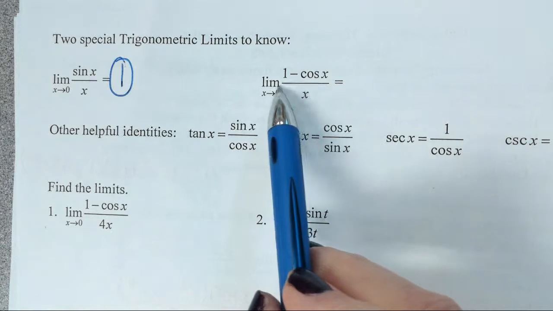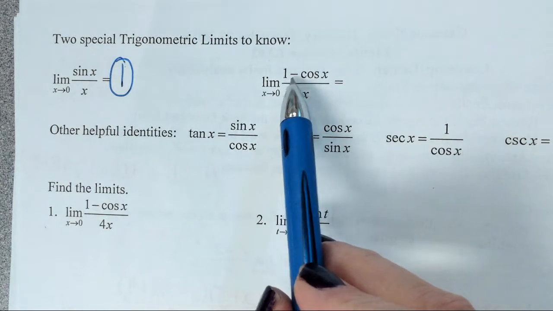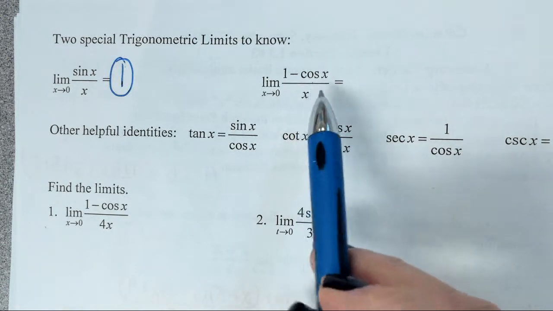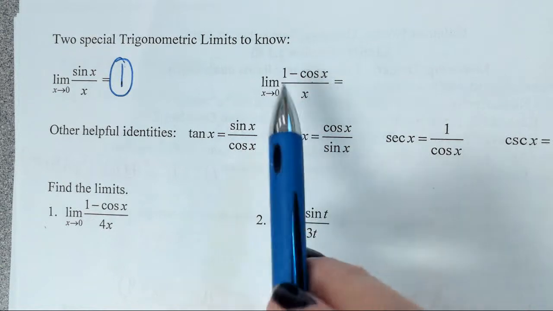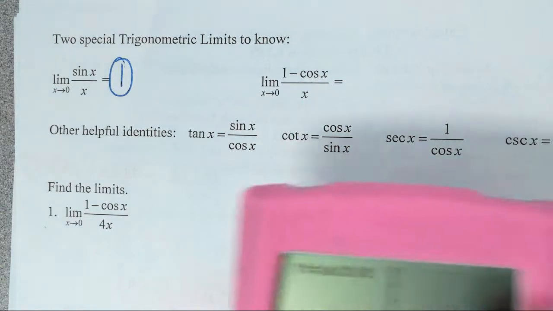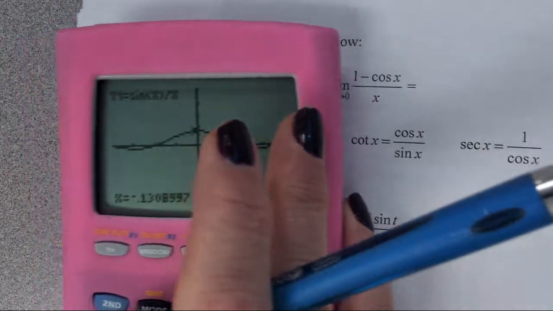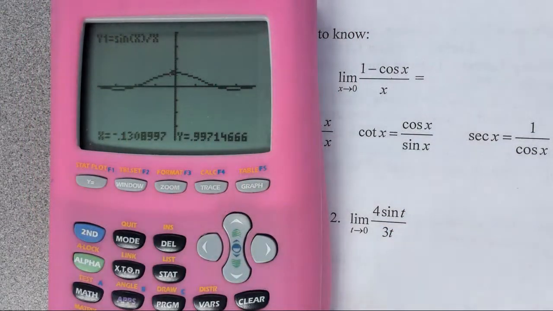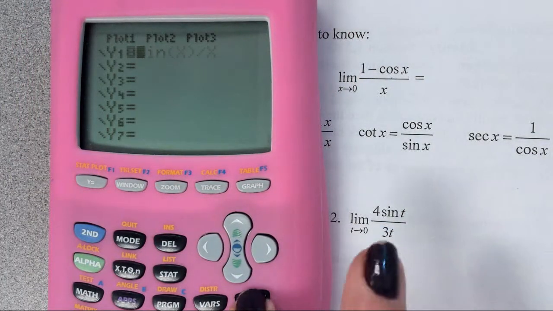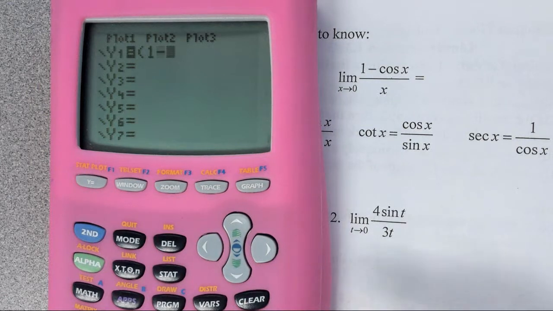On this one, I try substituting in. I have 1 minus 1, that's 0. I get 0 over 0 again. But this is a special trigonometric ratio. We're going to type this one in. So go to your calculator. Make sure you use parentheses around the numerator.